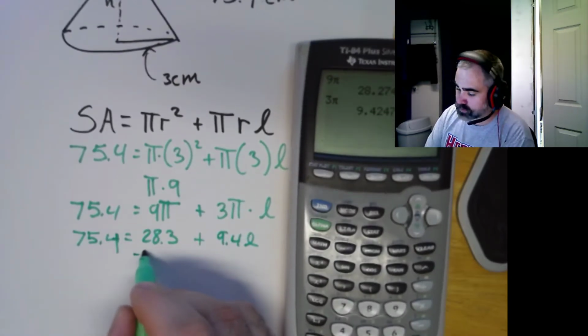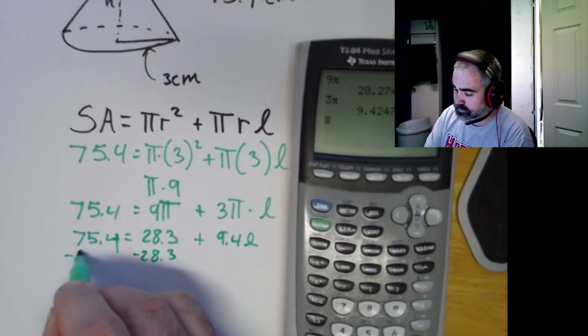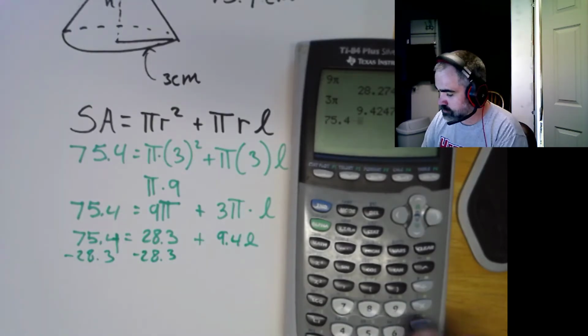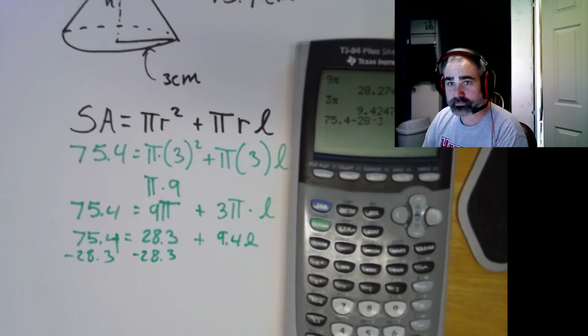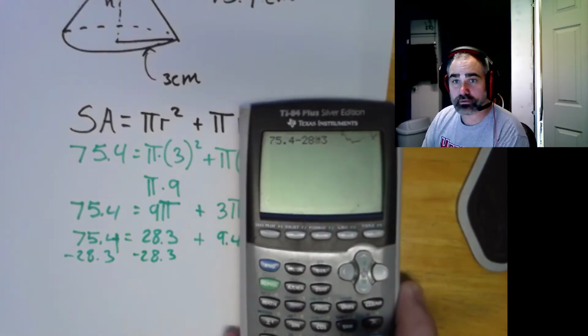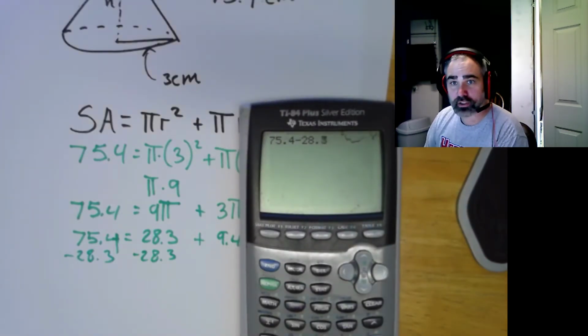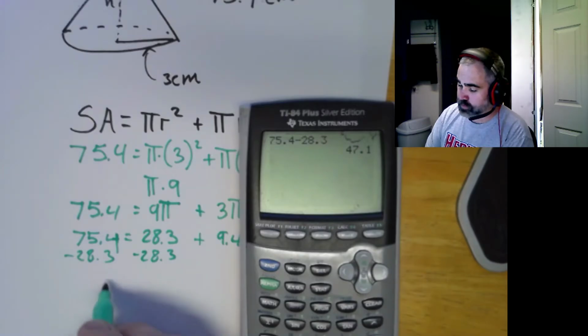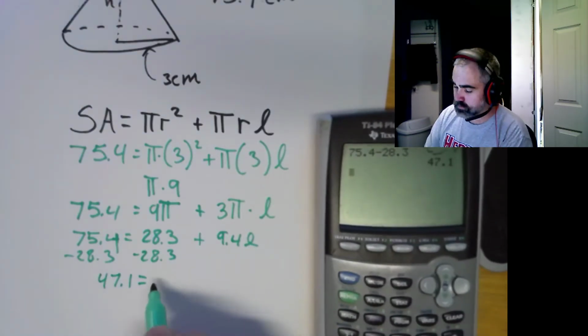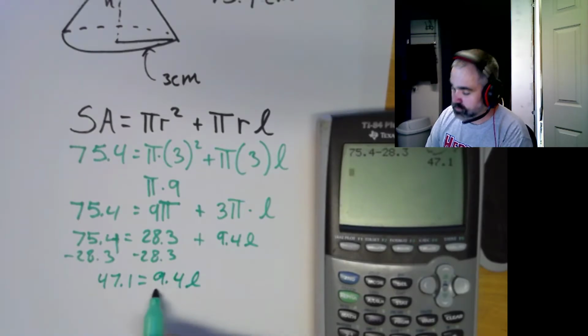I'm going to subtract 28.3 from both sides. So I have 75.4 minus 28.3. Whoops, I did something wrong here. Hit go to 28.3. There we go. 47.1 equals 9.4 times the slant height. Divide both sides by 9.4.